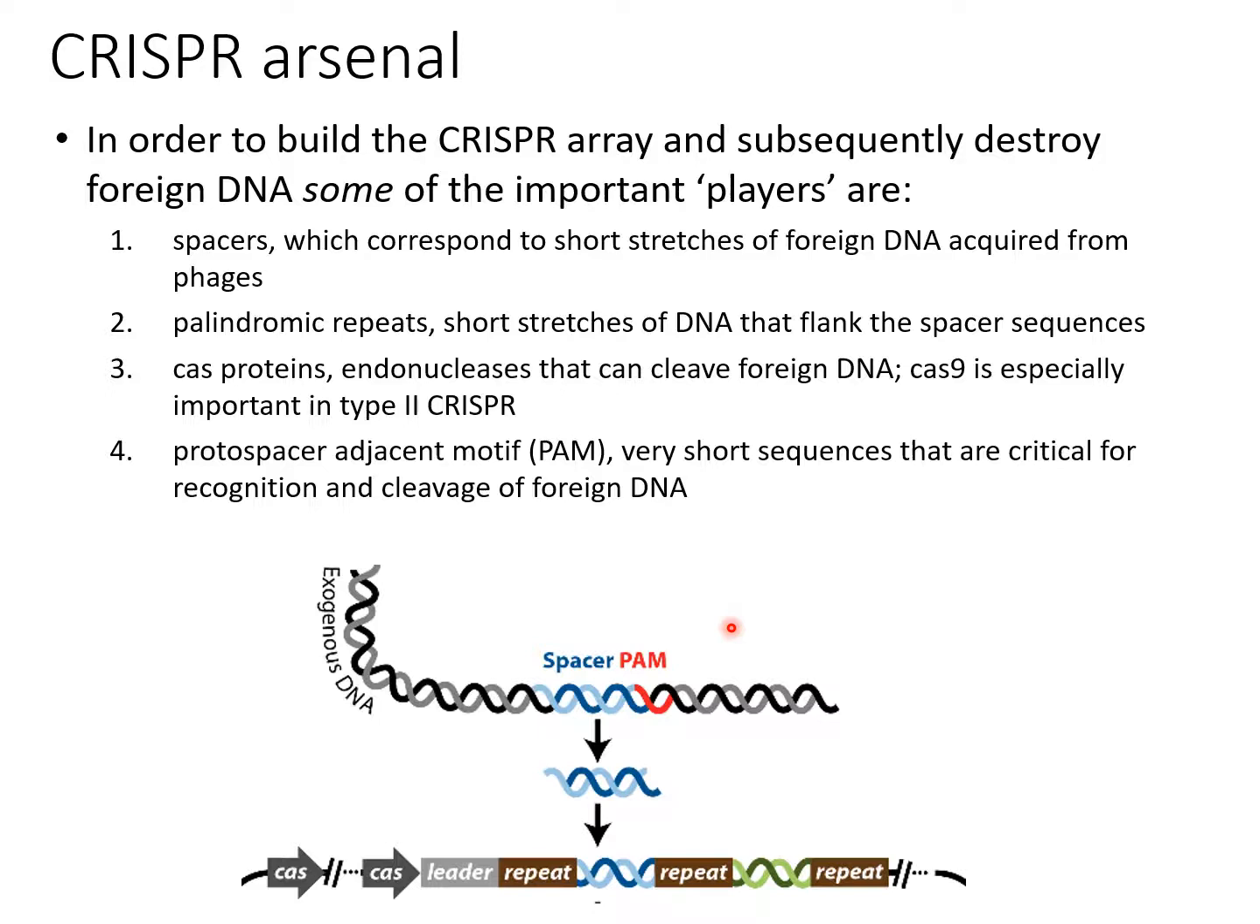So again, there are four major players: the spacers, the palindromic repeats, the Cas proteins, and the Proto Spacer adjacent motif, or PAM. Needless to say, this is a complex system. There are other things as well, but if you understand what all of these are doing, you will basically understand CRISPR.